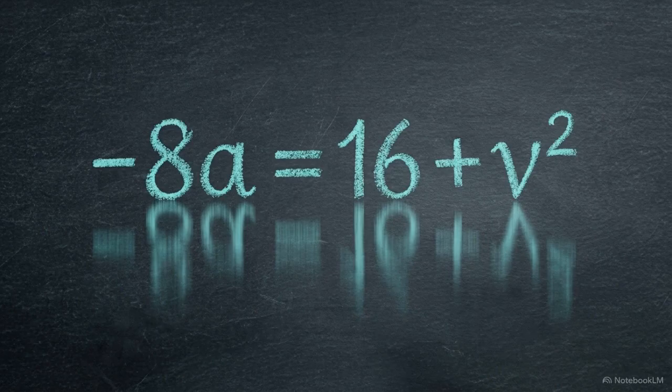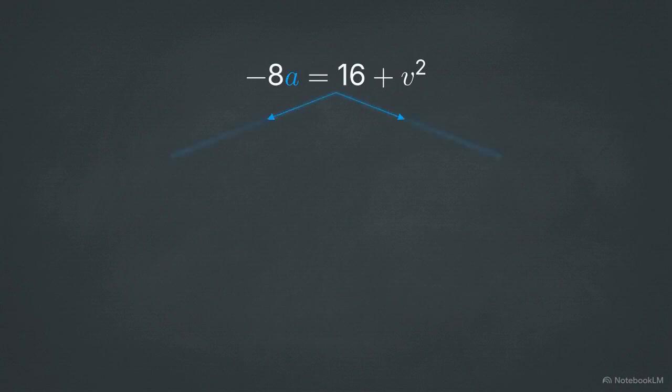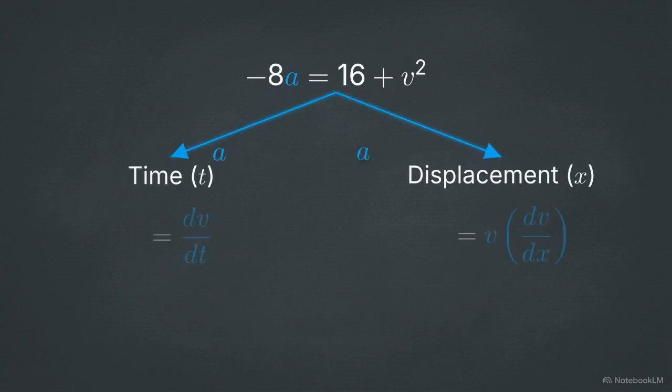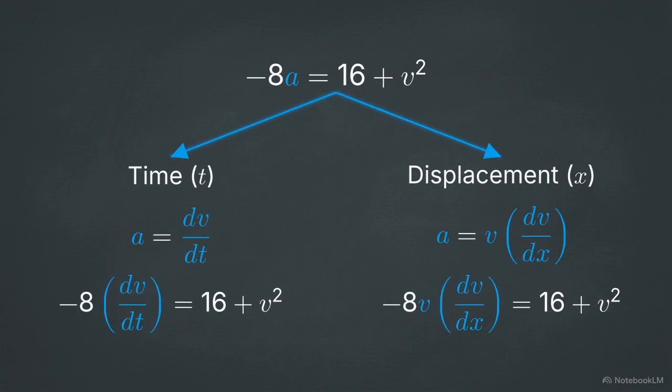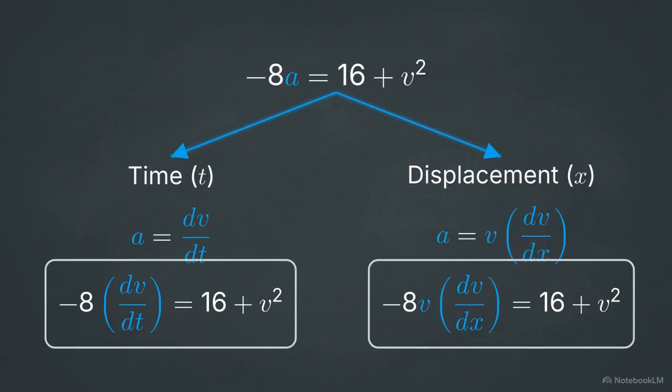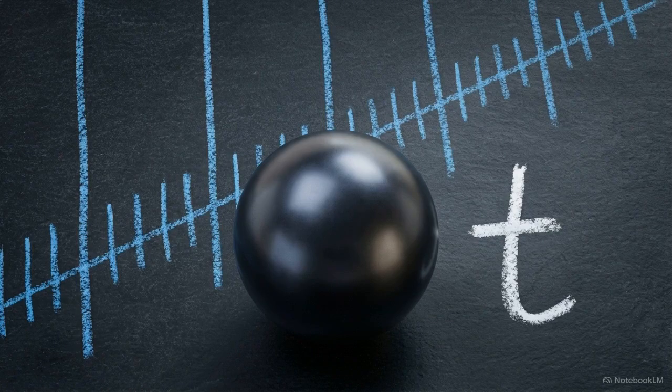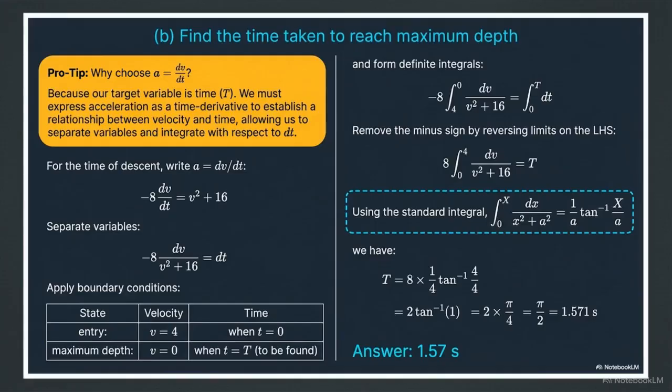To extract specific values for time or displacement from it, we must choose the specific calculus form that matches our target variable. Our first goal is to calculate the exact time it takes for the object to reach its maximum depth. Because our target variable is time, we swap acceleration for the time derivative, dv by dt. We apply boundary conditions from the table, setting limits from surface entry to full stop. Integrating this setup yields the duration. The object stops in exactly 1.57 seconds.